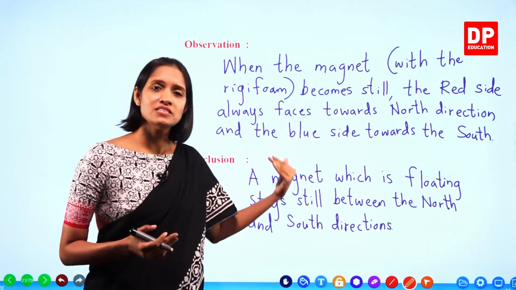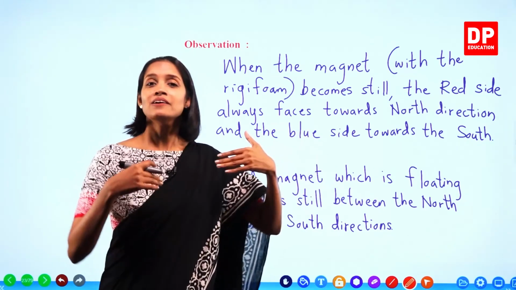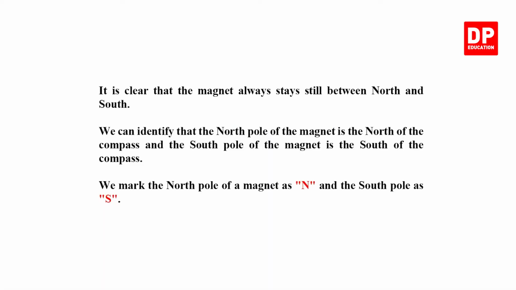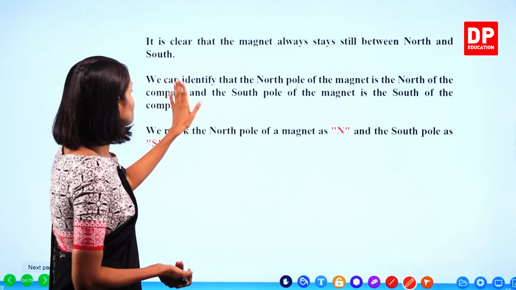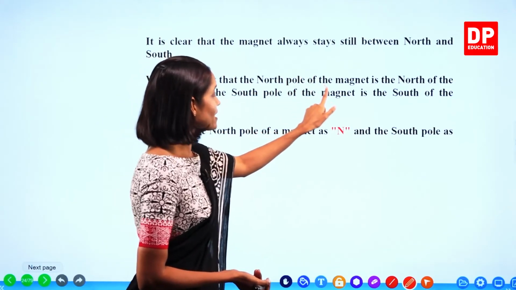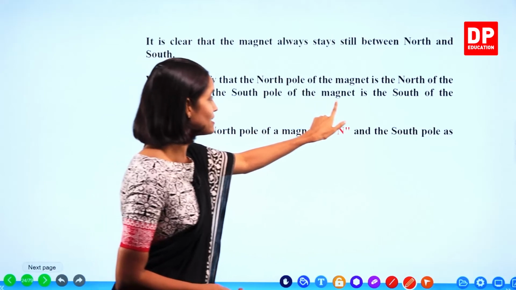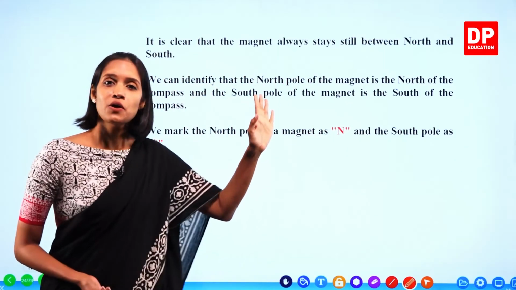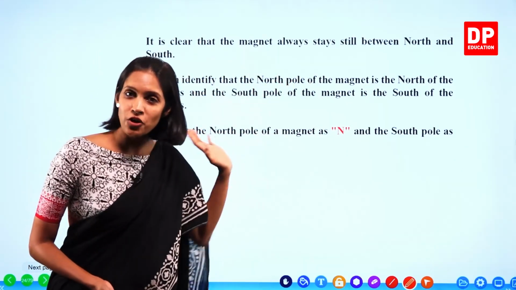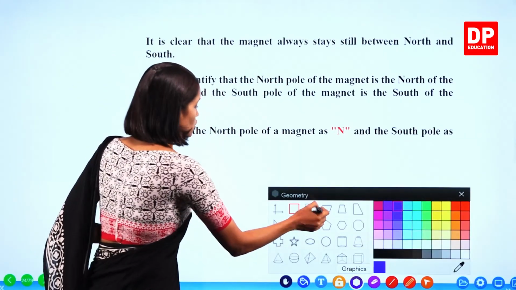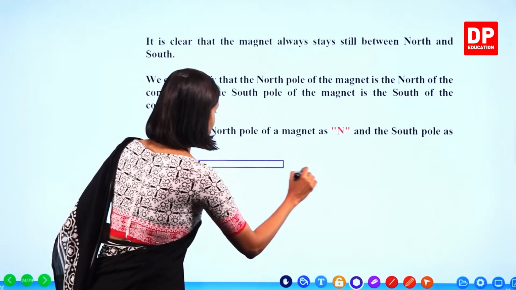Because these two sides are the magnetic poles and these poles behave in different ways. That is why. Let's say it's clear that the magnet always stays still between north and south directions. We can identify that the north pole of the magnet is the north of the compass and the south pole of the magnet is the south of the compass. What is this north pole and south pole of the magnet? Now we already know that a magnet has two poles, two sides or two ends.